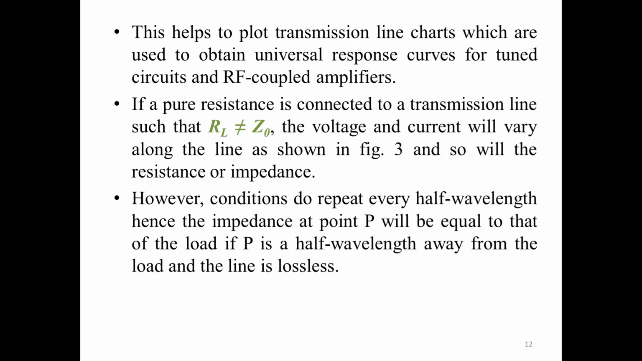If a pure resistance is connected to a transmission line such that the load resistance is not equal to the characteristic impedance, the voltage and current will vary along the line as shown in Fig 3, and so will the resistance or impedance. However, conditions do repeat every half wavelength. Hence, the impedance at point P will be equal to that of the load if P is a half wavelength away from the load and the line is lossless.